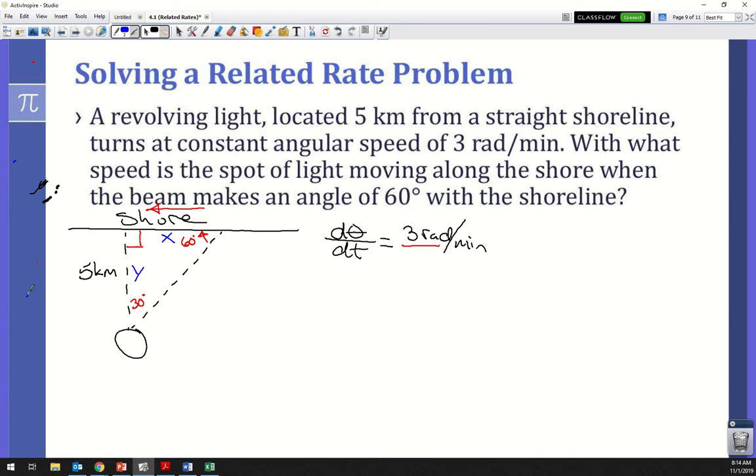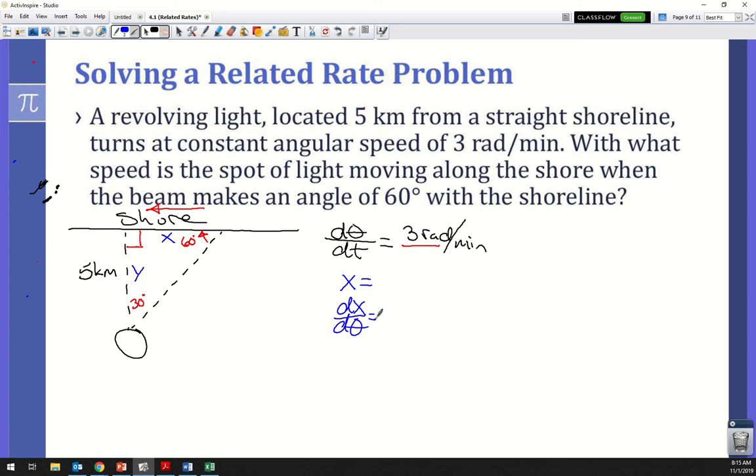In this case, since I'm looking for the rate that it is moving, the X is moving, right? I know I'm going to need an X value, and I'm also going to need a dx and d theta. So I'm going to need those. Now, is the Y value moving at all? No. Y value is not moving at all, right? So I am not going to have a rate of change for the Y value. That one's going to stay constant. So Y value is always going to be 5 kilometers.